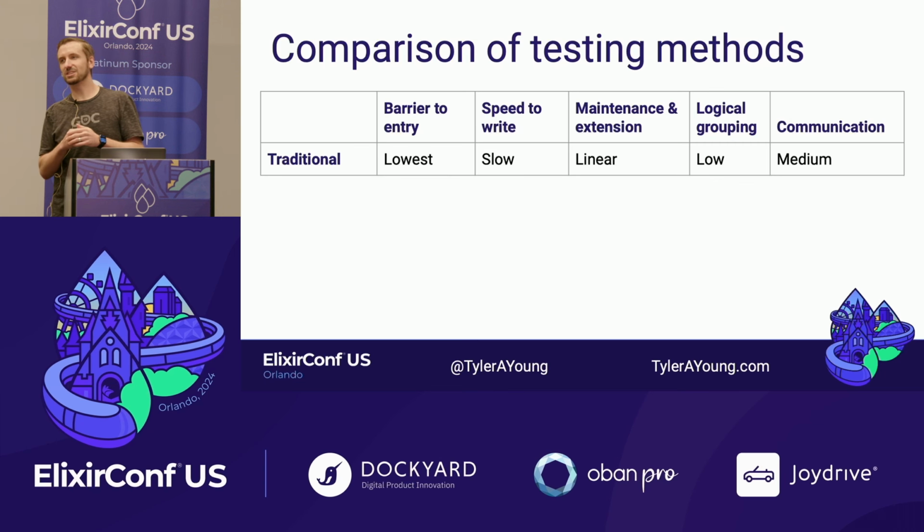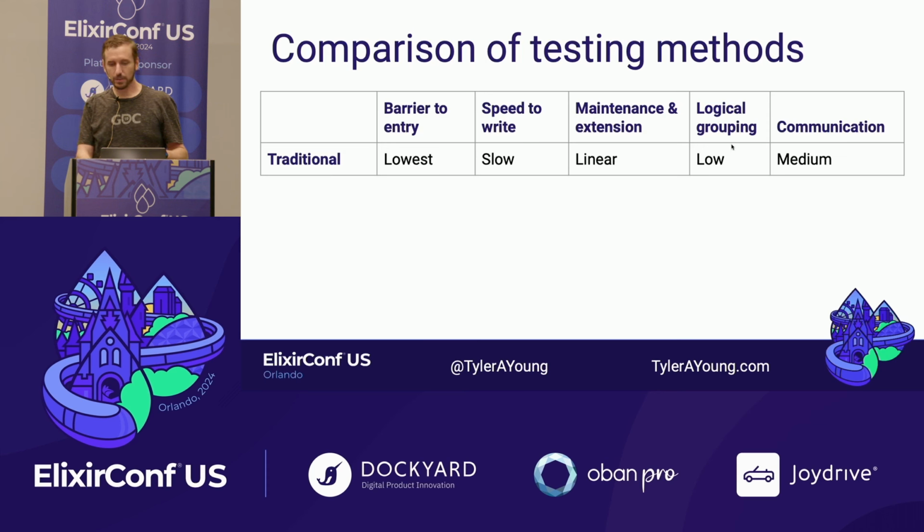The maintenance and extension, so as your system changes, as you add new features, as you change the existing behavior, is linear in the number of tests that you've written. As somebody working on a code base with something like 3,000 or 4,000 tests, I'm starting to feel that linear cost of changing the existing system. There's a weight to those tests.